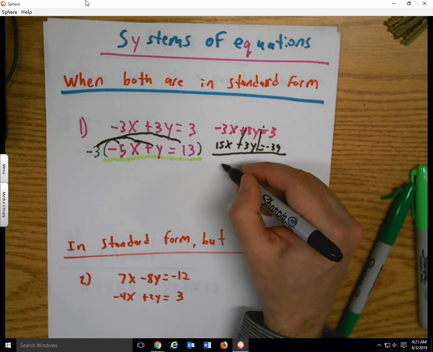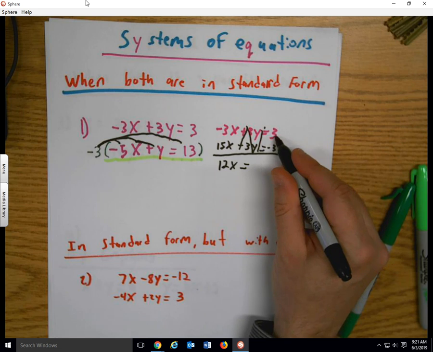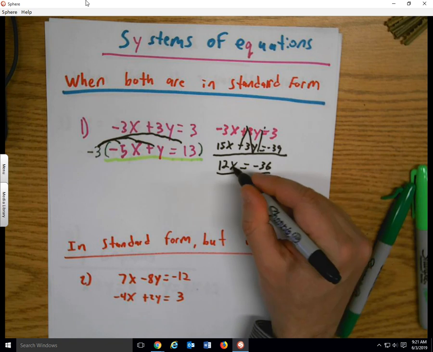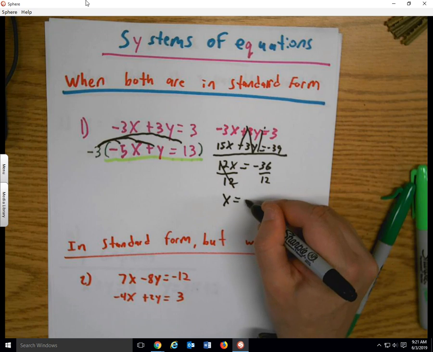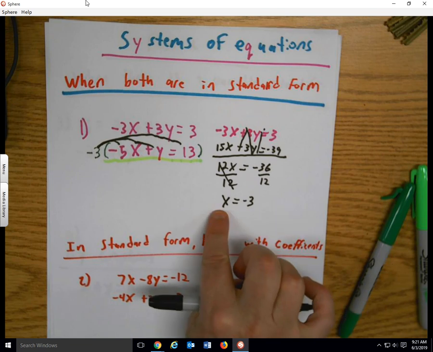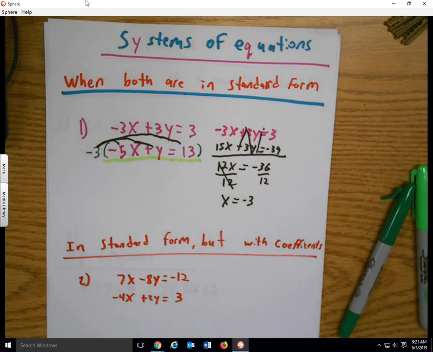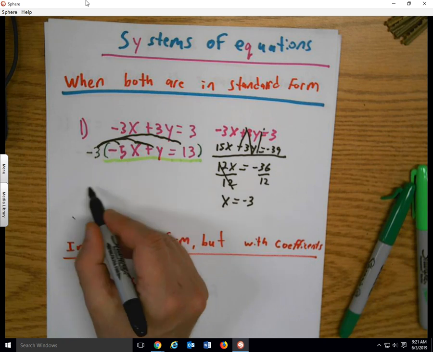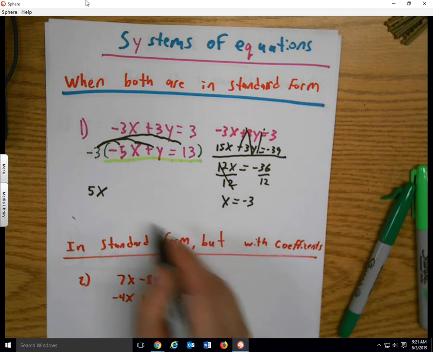So 15 take away 3 would be 12. These cancel out, they're opposites. 3 minus 39 would be a negative 36. What's being done to the x's is being multiplied, so divide to the opposite. There's your answer for x. To go back and find the y, you just have to substitute this answer into one of these equations. I'll choose the bottom one again, just because it doesn't have a number next to it, no coefficient. So it's a negative 5, but in place of the x, I'm going to substitute in this negative 3.